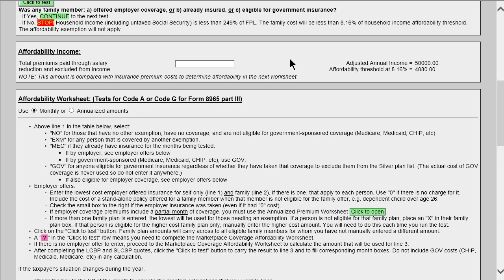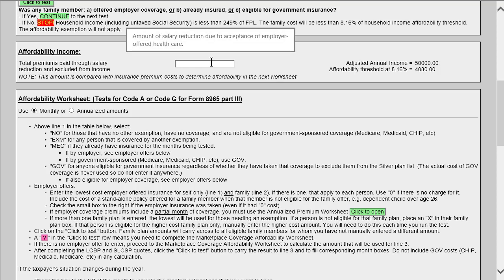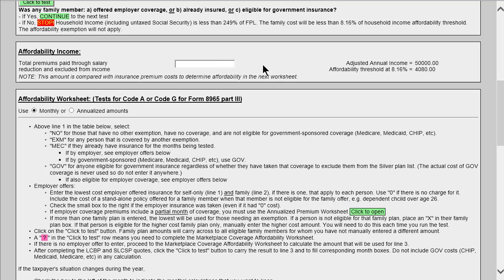The next thing that can happen is, in some cases, money can be withheld from a taxpayer's salary to pay insurance, but not then reported on the W-2. And so what we need to do is add that back into the annual income of the family, because that affects the household income and then the affordable level threshold. Again, we don't see very much of that, so I'm not going to bother with that, but it just simply adds to the income.